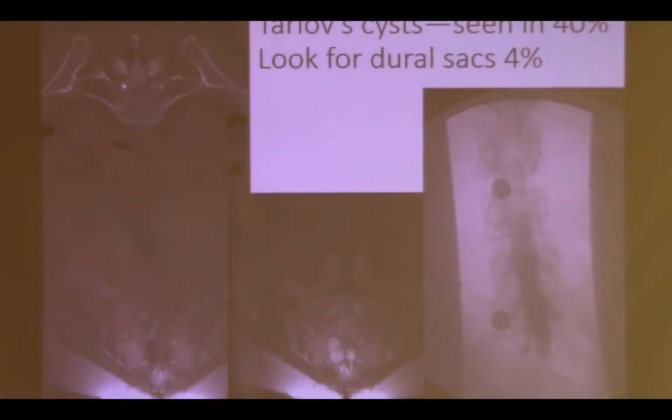So here are typical findings in people. A lot of people have these great big pockets of spinal fluid. They're called Tarlov cysts, and they come off here's our spinal cord, and the myelogram shows these big pockets of fluid coming off of it.